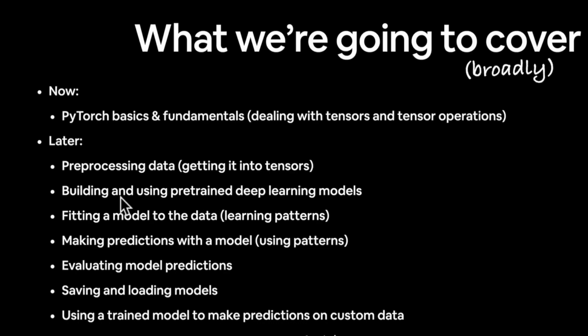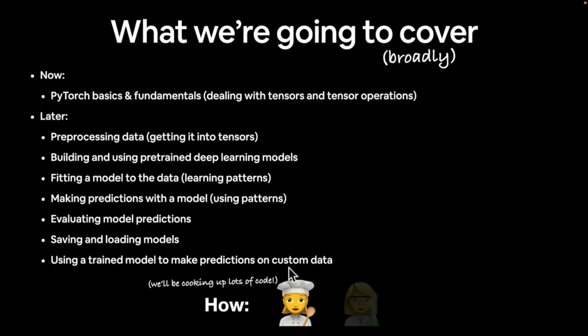Then we're going to look at building and using pre-trained deep learning models, specifically neural networks. We're going to fit a model to the data, so we're going to show our model or write code for our model to learn patterns in the data that we've pre-processed. We're going to see how we can make predictions with a model, because that's what deep learning and machine learning is all about, right? Using patterns from the past to predict the future. And then we're going to evaluate our model's predictions. We're going to learn how to save and load our models. For example, if you wanted to export your model from where we're working to an application or something like that. And then finally, we're going to see how we can use a trained model to make predictions on our own data, on custom data, which is very fun.